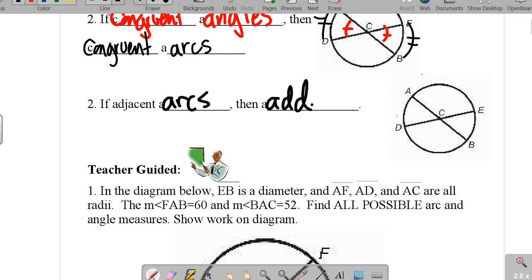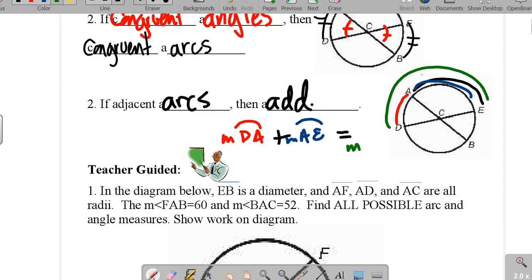Give you an example here. Let's say you had the measure of arc DA, and you add it to the measure of the arc AE. Then that's going to equal the measure of this arc DAE. Ta-da! Little arc adds up to big arc. Very difficult, I know.